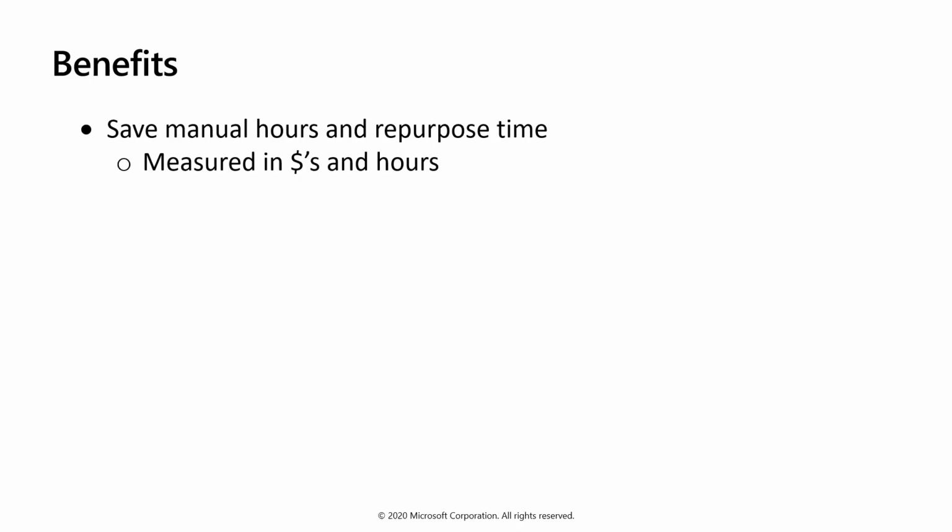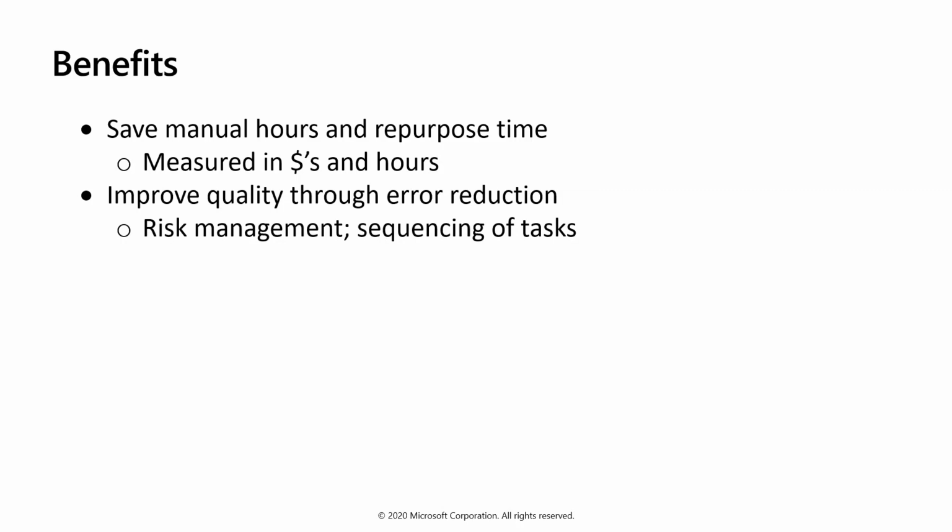So that time component can be measured. You can measure it in hours and in dollars. And we've got a tool, the ROI calculator, later on in this course that will help you calculate those numbers. We've also got the improving of quality through error reduction. All right, so this risk management thing and the sequencing of tasks is always in the same order. The machine's going to do it diligently, consistently, so that the quality is improved.